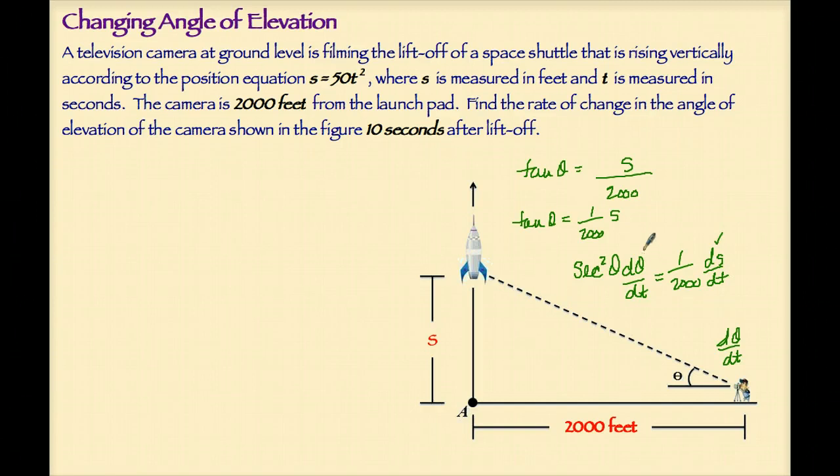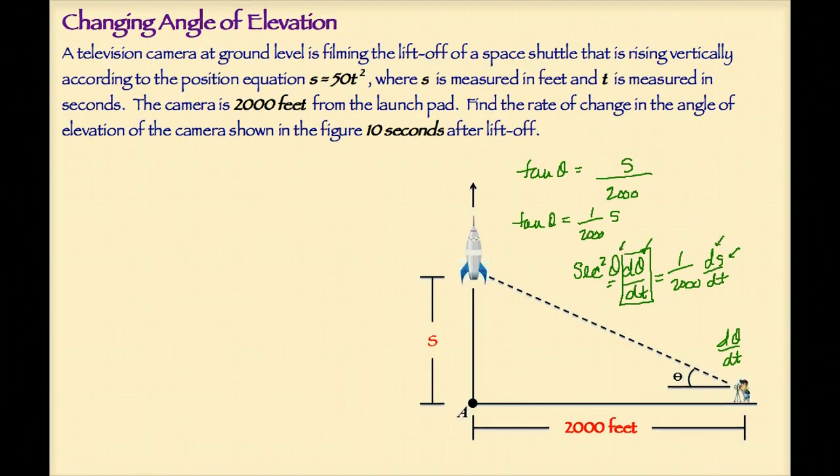We have 1, 2, 3 variables. We are solving for d theta dt, so we're going to need information about theta and ds dt in order to get that information. In order to get more specific information about theta and s, I need to go back to the problem and discover what was given to me there. I was given a position equation which will tell me the height of the rocket at any time after liftoff, and I was also told that we're interested in the time 10 seconds after liftoff.